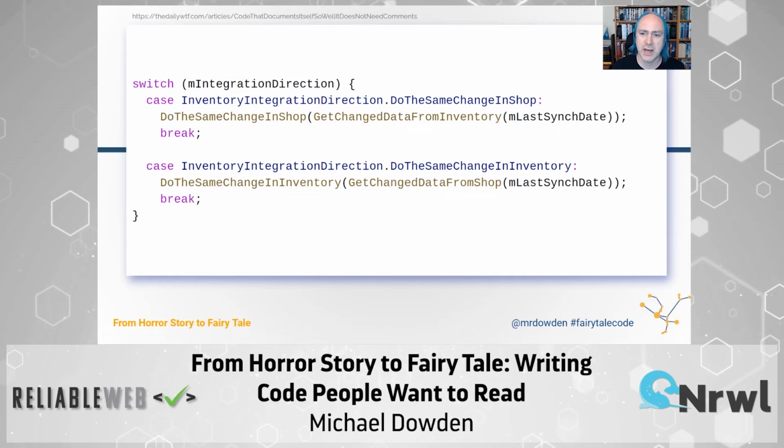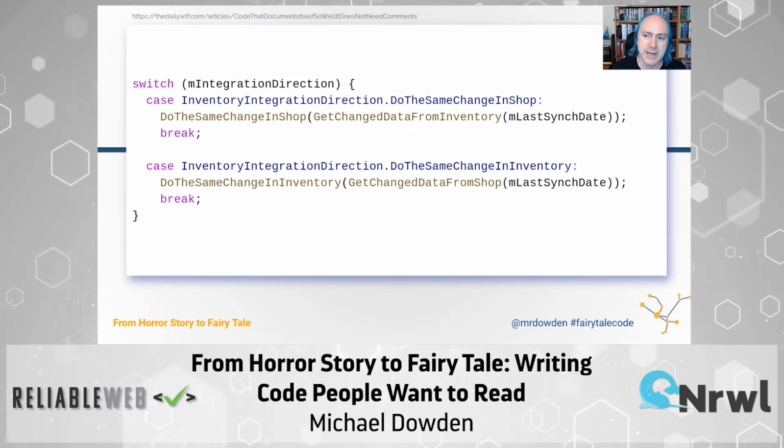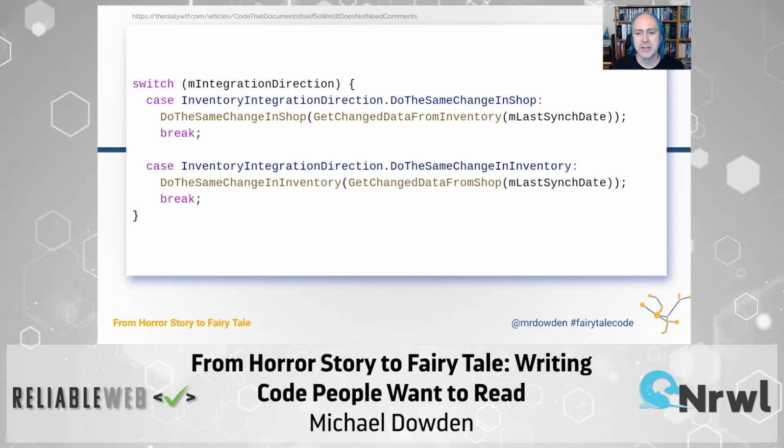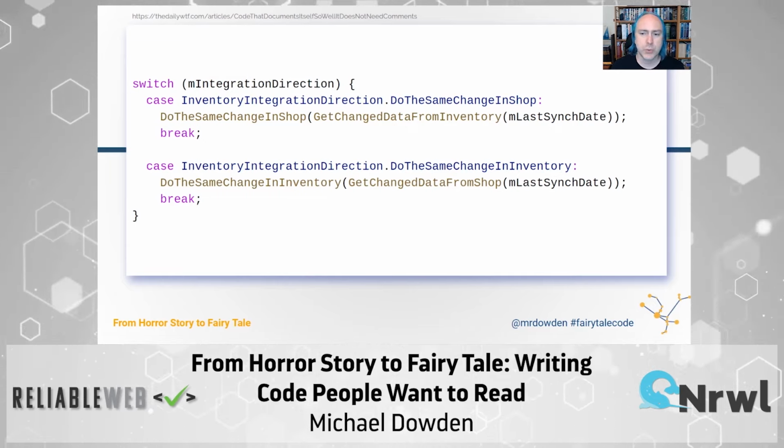It still requires a ton of context. It doesn't really tell me what it does. So instead of being short and confusing, now it's verbose and confusing. That's not necessarily terribly helpful.